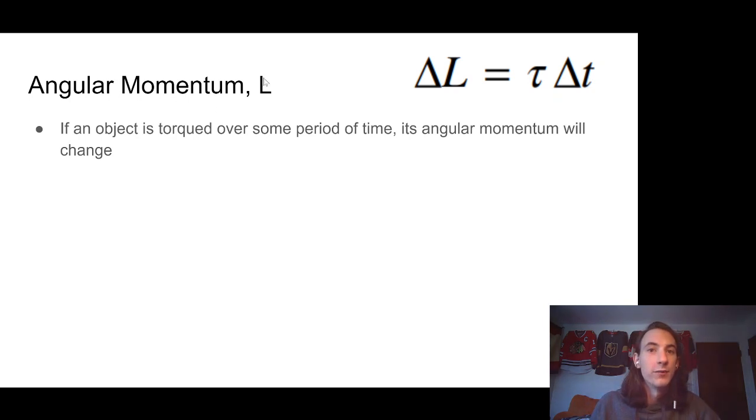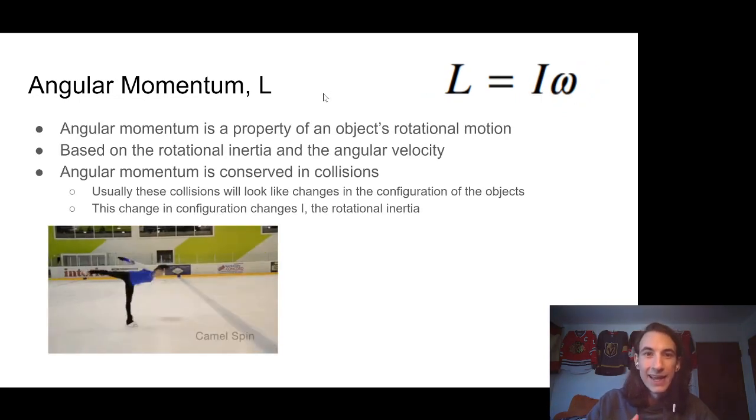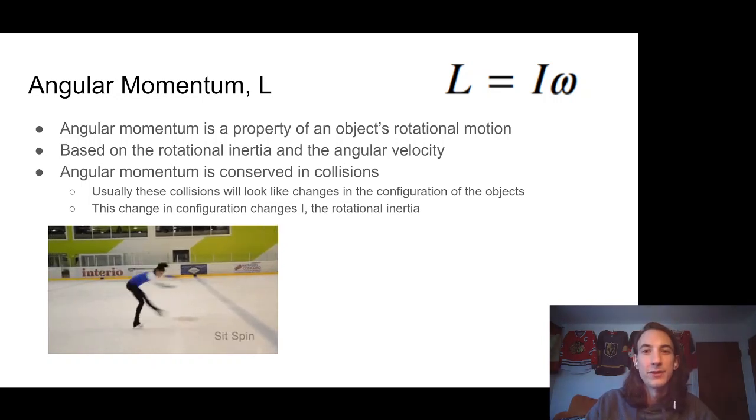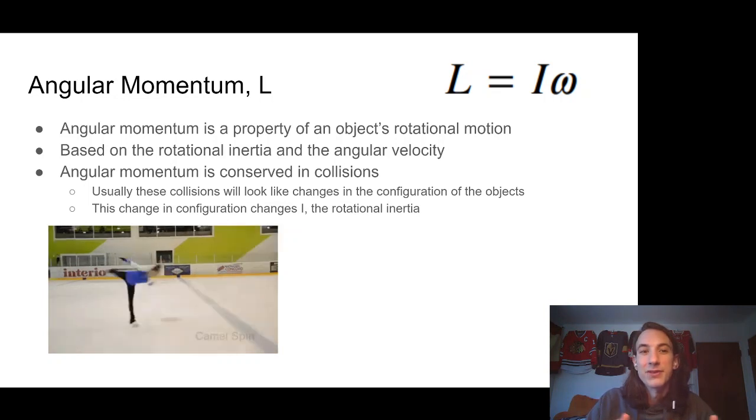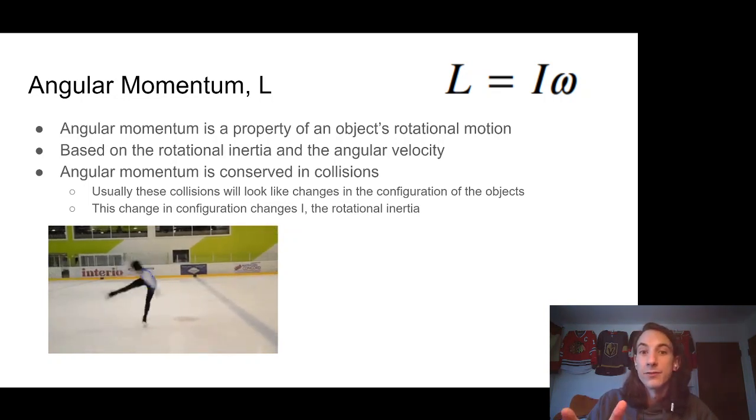So our symbol for angular momentum is L, and we see over here this equation. If we torque it over some amount of time, then we'll have this change in angular momentum. And angular momentum is just a property of the object's rotational motion, just like how momentum was a property of the object's translational motion. It's going to be based on the mass equivalent and the velocity equivalent with rotation. So it's going to be based on the rotational inertia and the object's angular velocity. And the angular momentum is conserved in collisions.